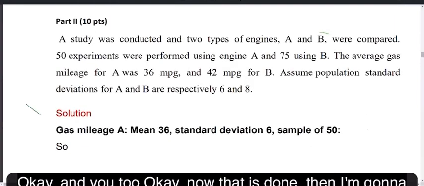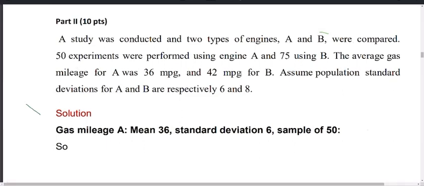Let's take a look at this one now. A study was conducted and two types of engines, A and B, were compared. 50 experiments were performed using A, 75 using B. The average gas for A was this, and therefore assuming population standard deviations. Now I need you to focus on this question.